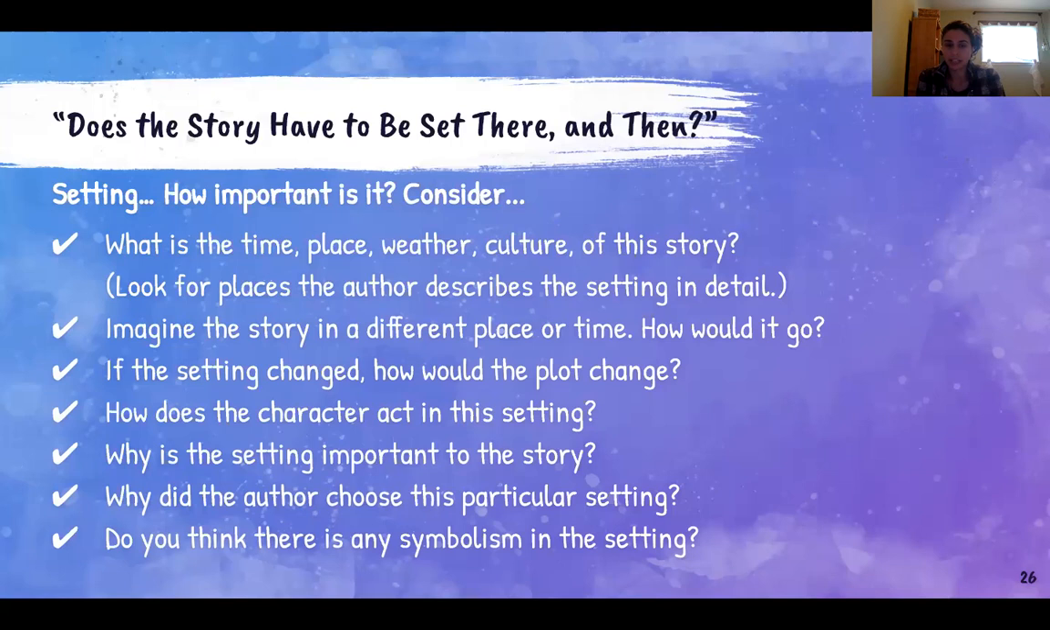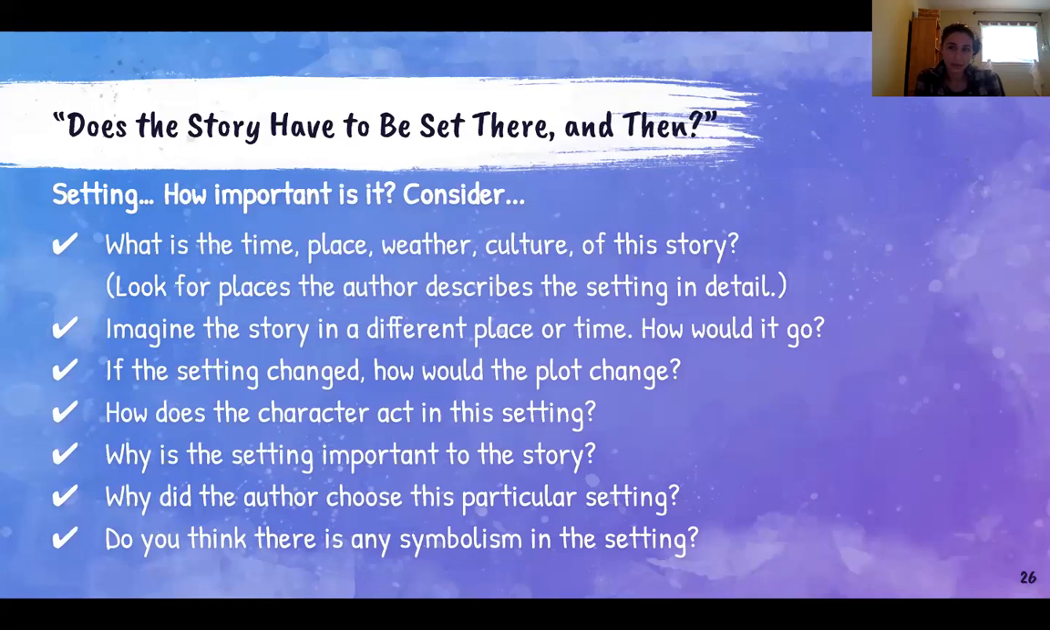What's the time, place, weather, culture of this story? Look for places where the author describes in detail. All of those things influence the story. Imagine the story in a different time or place. How would it go? If the setting were changed, would the plot change? How does the character act in the setting? How is it influencing them?